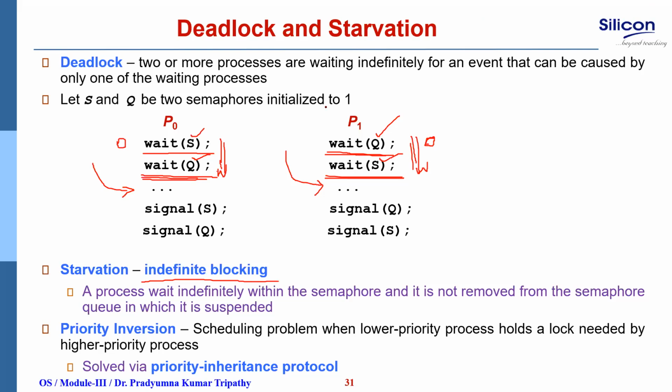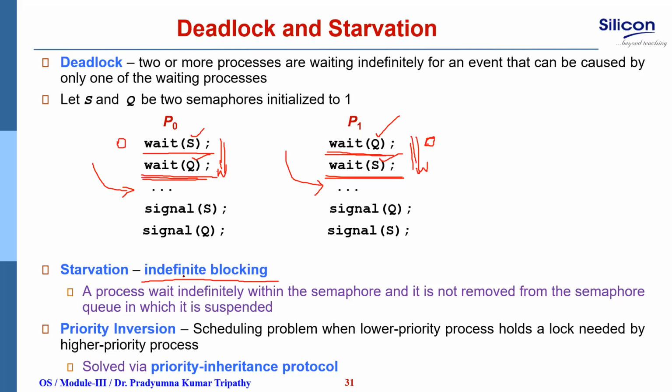In deadlock, they will never continue because both are in the waiting state, waiting for each other to continue. That cannot be possible. Starvation says that even if it is ready, it is not getting the chance to continue. But we cannot deny that it will never get a chance. So it may get a chance, but it is blocked for an indefinite period of time. The process waits indefinitely with the semaphore and it is not removed from the semaphore queue in which it is suspended.